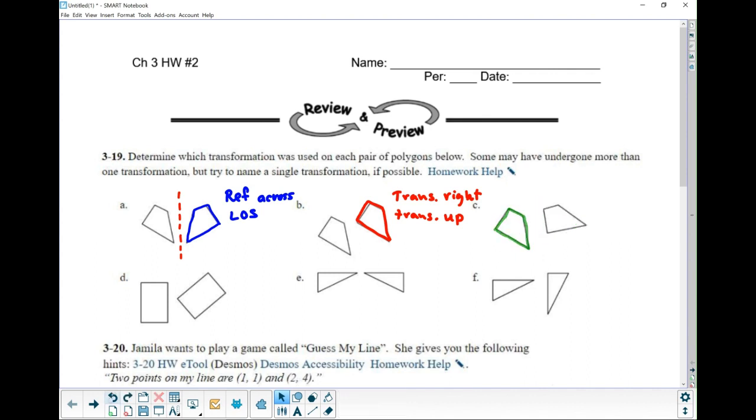So first I did rotation. Oops. First I did rotation, right? So I just took that and rotated it. And then next I did a translation. See how it lines up? So this one, we would call this a rotation counterclockwise. We'll call it CCW for counterclockwise. And then we would translate to the right.